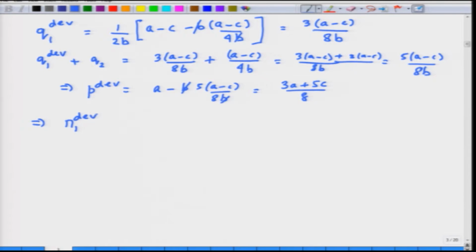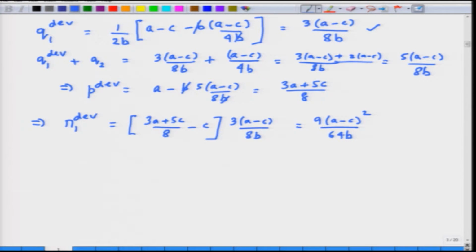which then implies that firm 1's deviation profit is the deviation price, (3A plus 5C) divided by 8, minus the marginal cost, times the deviation output that it wants to produce, which is 3 times (A minus C) by 8B. Now, if I do this algebra, I will have 3 times (A minus C) times 3 times (A minus C). So, that is 9 times (A minus C) whole square by 64B, and notice this is strictly bigger than the Cournot profit of (A minus C) whole square by 9B. 9 upon 64 is greater than 1 upon 9. So, this is the Cournot profit, right.